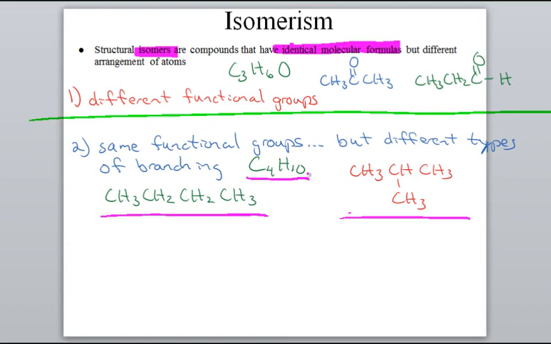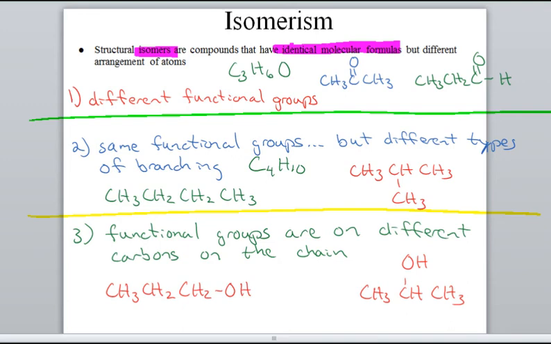Another one, the third one: functional groups are on different carbons that are part of the chain. Here are 2 examples for alcohol functional groups. They both have 3 carbons, they both have 1 oxygen, and they both have 8 hydrogens. But for the first one, the alcohol group is on an end carbon. For the second one, the alcohol is connected to a carbon that's an interior carbon. You'll learn names about alcohol groups when you take organic chemistry next year. The first one is propanol. The second one is isopropanol.